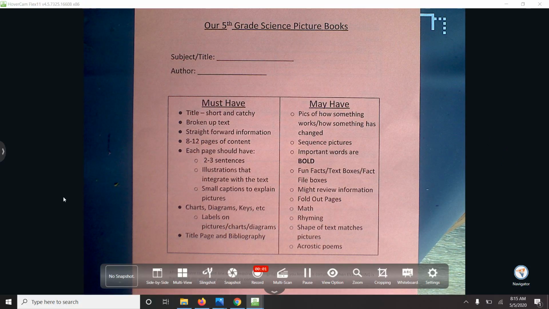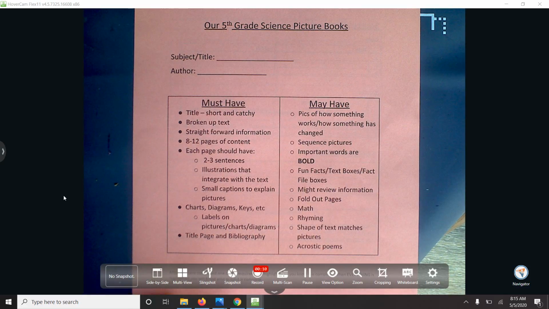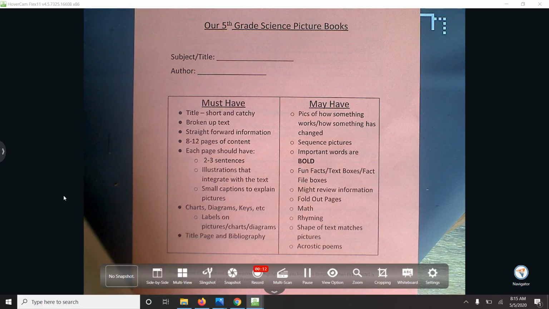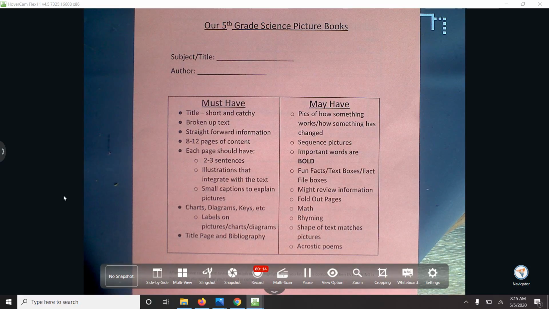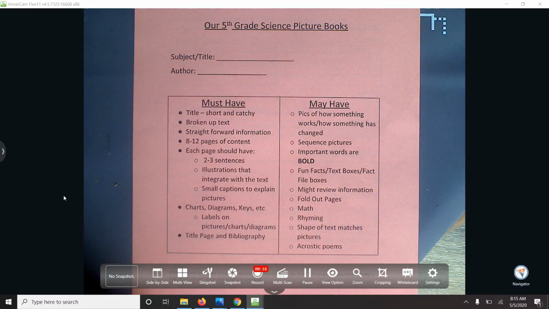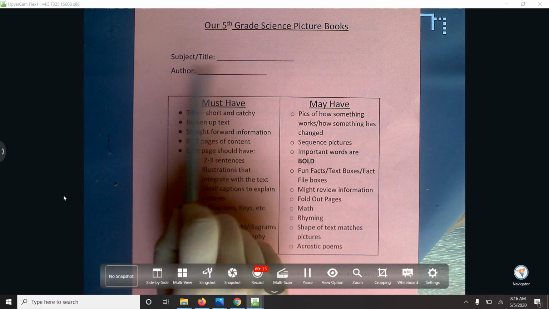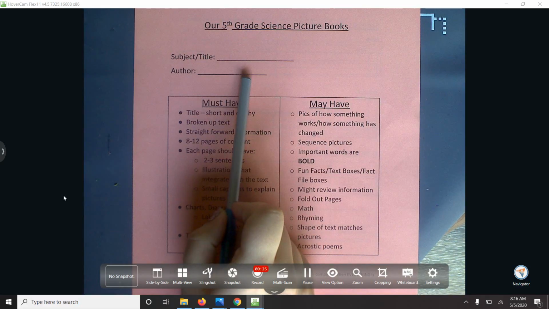Good morning, guys. Today we're going to look at our 5th grade science picture book project. So in your packet you'll want to get out this paper. It's either this orange color or yours might be green. It's half and half. For now you're not going to be able to fill out these 2 lines. We'll do that later. If the author will be your name, you could put your name on this, but you probably don't need to worry about it since we're not sharing space in the classroom.